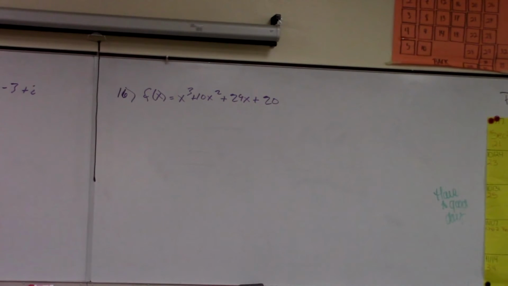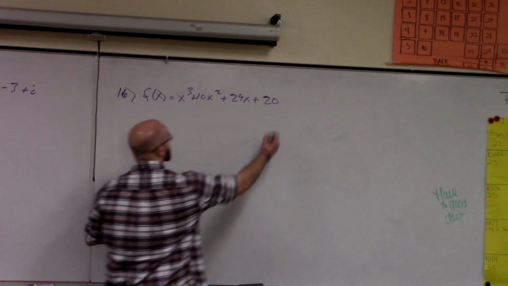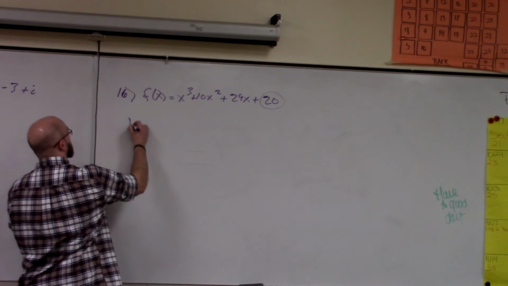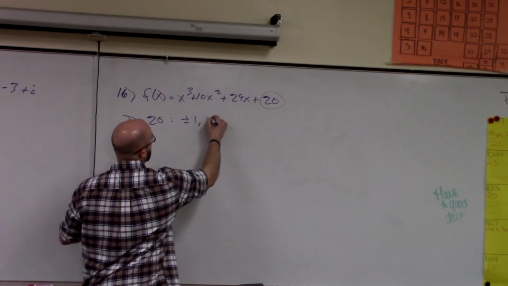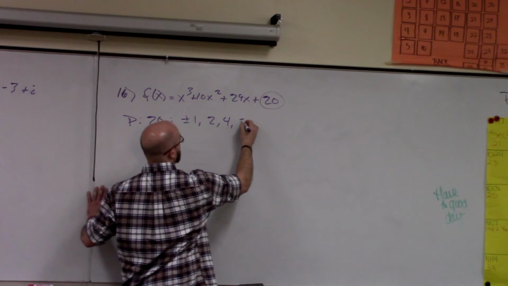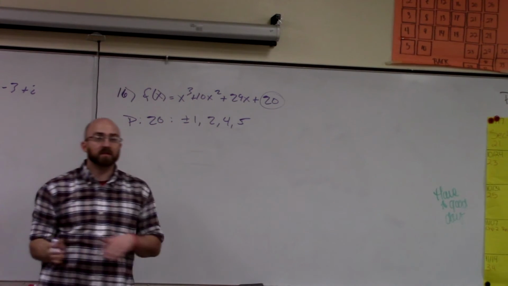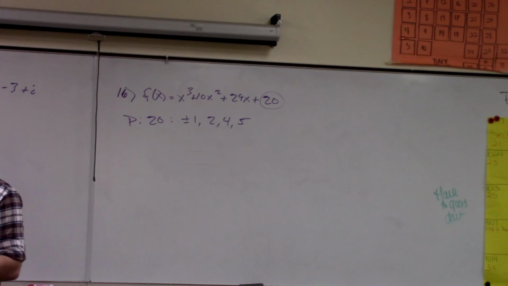What do you do? Put P over Q, right? So you need to factor this one, correct? Factors of 1, 2, 4, 5. Why do we find the factors of Q? Q is the leading coefficient in front of the highest degree. This one's nice because it's just 1. If it was 3 or 2, then we'd have to start considering that fractions are going to be one of our answers. That's why.